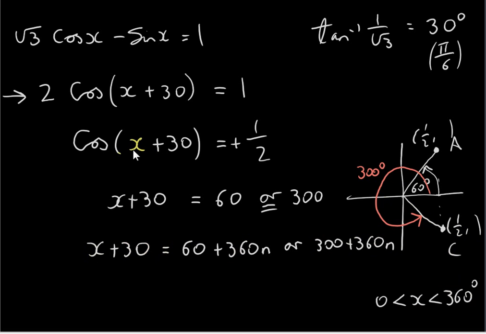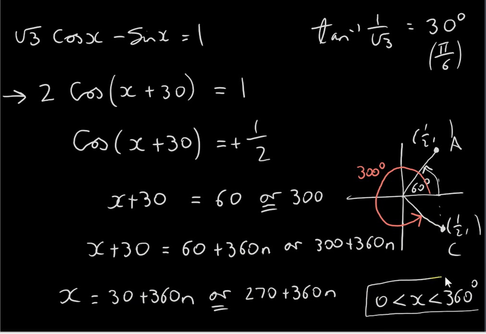Okay, so that's x plus 30. So we found the angle, but we want x, so we just subtract 30 degrees. So we get 30 plus 360n, or 300 minus 30 is 270 plus multiples of 360. So now we know what the solutions are. We don't have to add 360 onto 30. If we do, we get 390, and 390 is outside this range here. Similarly here, we don't have to add on multiples of 360 to 270, because if we do, we'll get angles that are outside this range.